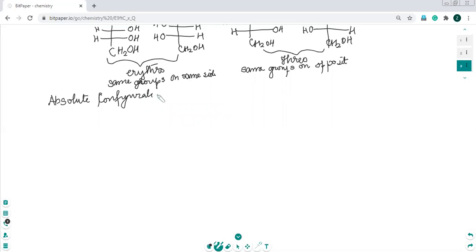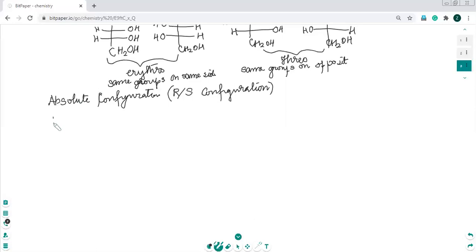Absolute configuration. It is also known as RS configuration, capital S, capital R. Now, assigning this configuration, there is a method. There are 3, 4, 5 steps. I will just write each step here.